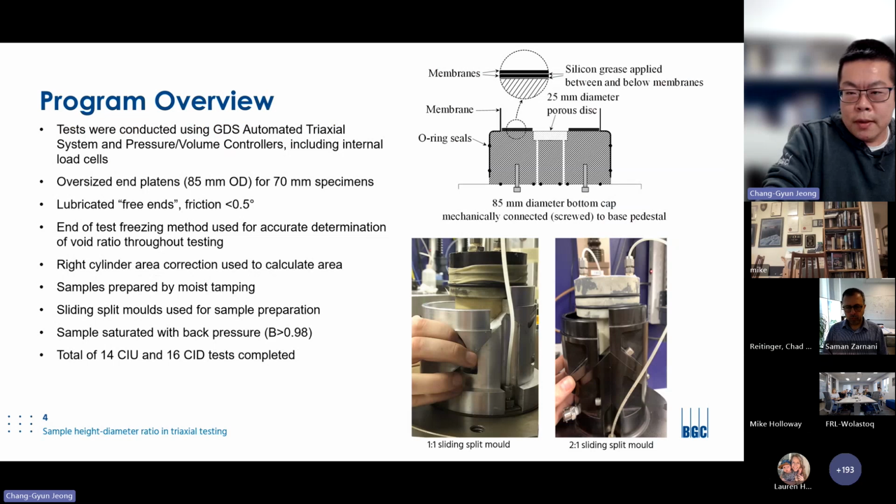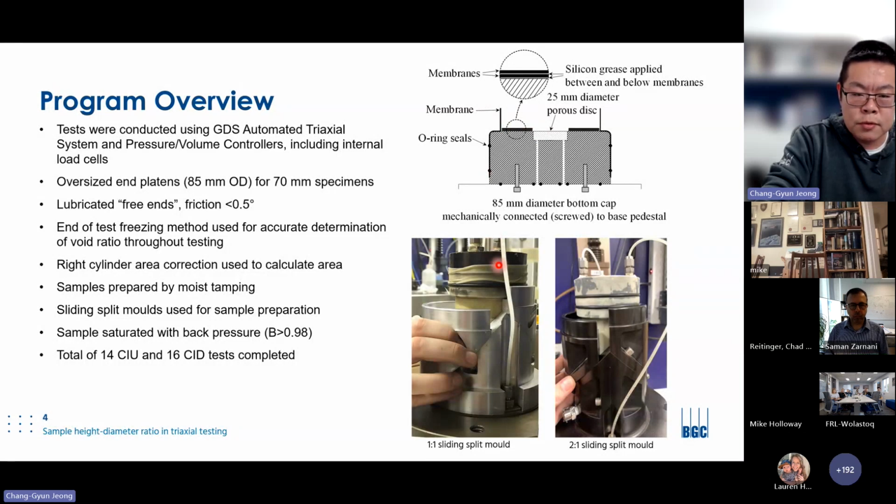So we have completed a series of triaxial tests to investigate height to diameter ratio. We have used the GDS automated triaxial machine. As I mentioned, we used the oversized platen, 85 millimeter outer diameter for 70 millimeter diameter specimens. And we used the lubricated free end, and the friction is less than 0.5 degree. And to measure the void ratio accurately, we used the end of test freezing method.